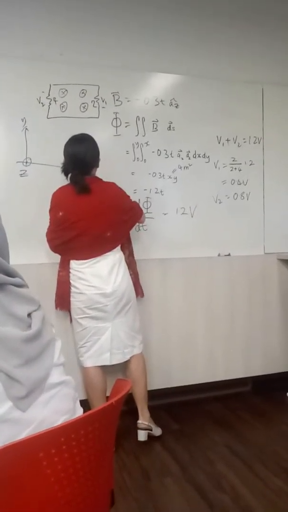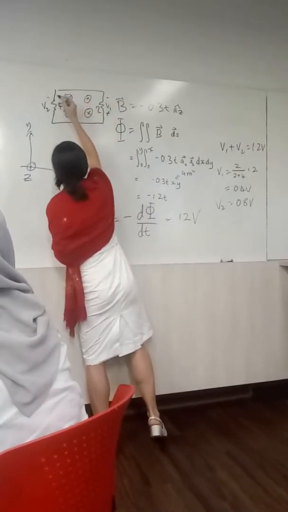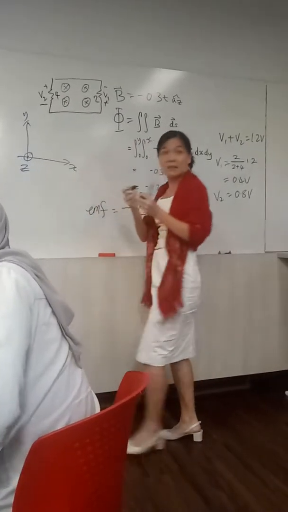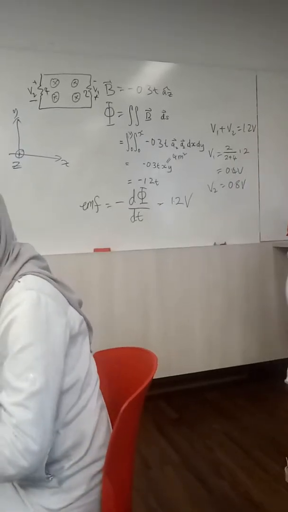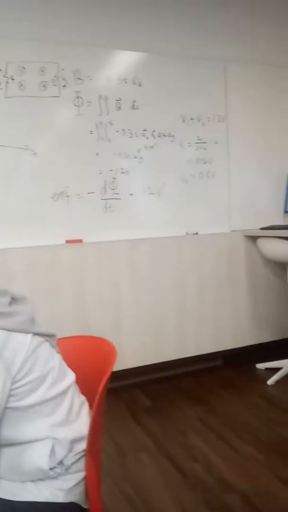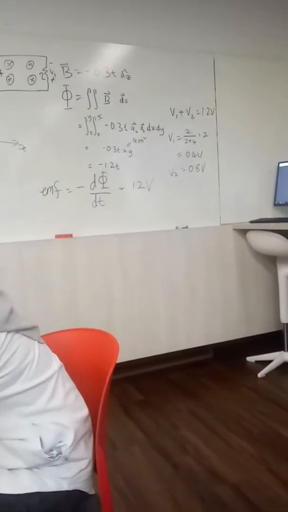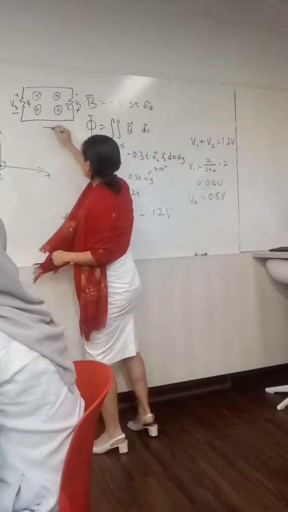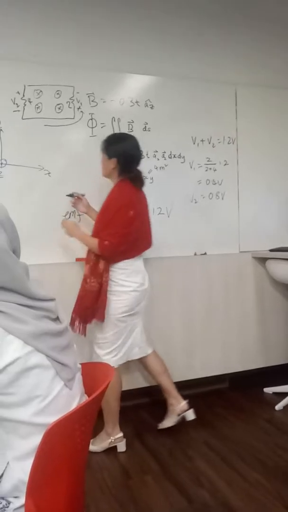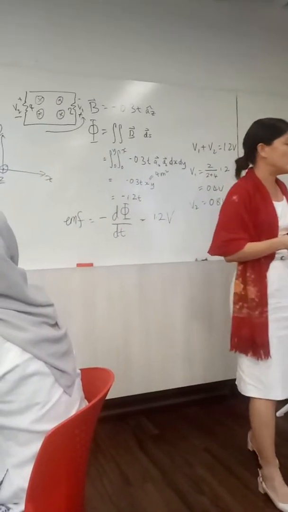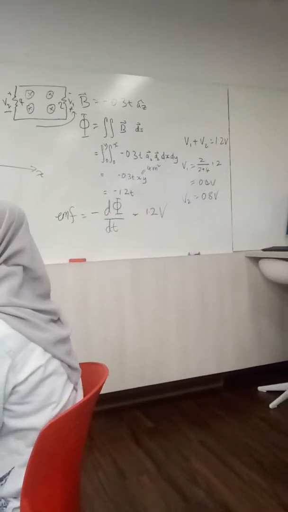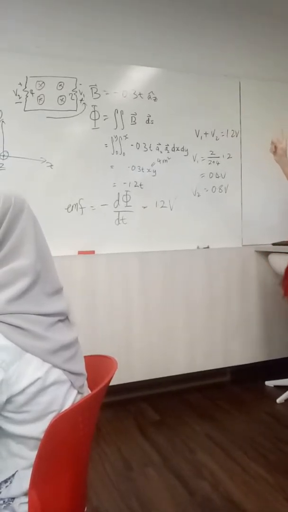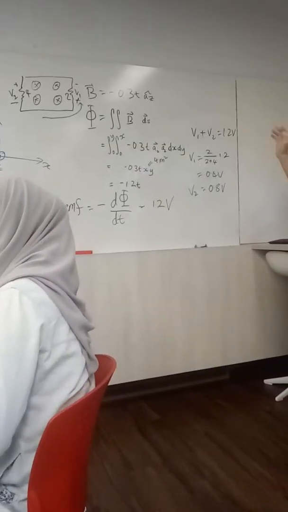Class participation. Plus and minus, yeah? Good. Okay. The current is flowing in the counterclockwise direction, so from positive to negative, V1 and V2 are positive. Any other question? Any other mistake on the board?